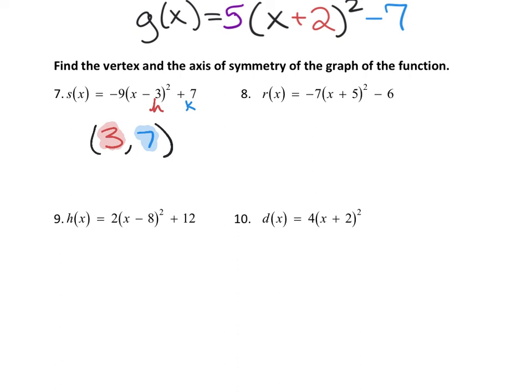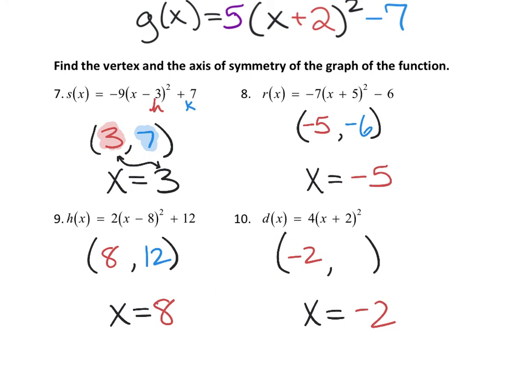And then I also know that the axis of symmetry is going to be x equal to 3, because these numbers should always be the same. The axis of symmetry and the vertex have the same x value. So I'm going to let you try all of these. Really, you don't need any more information than that. Please write the vertex and axis of symmetry for number 8, 9, and 10. You got this.